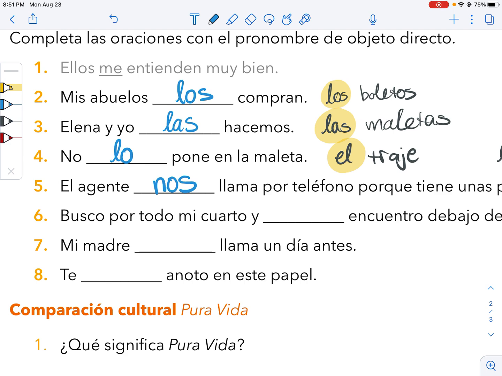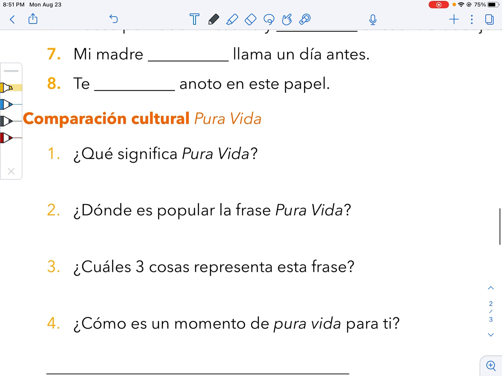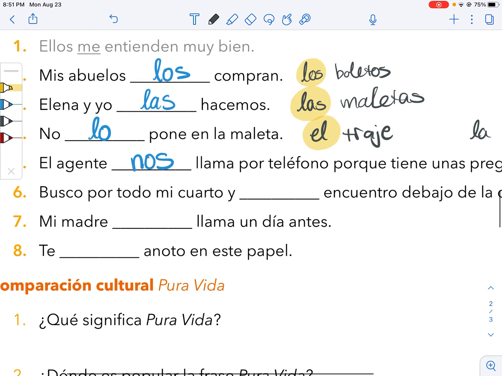Número 6. Yo no puedo encontrar mi pasaporte. Busco por todo mi cuarto y lo encuentro debajo de la cama. So I cannot find my passport. Oh dear, I accidentally scrolled. No puedo encontrar el pasaporte. Okay. So if I'm looking for it, we need an it to go with el pasaporte. That's lo. Lo encuentro. I find it under my bed. Because where else would you find your passport?